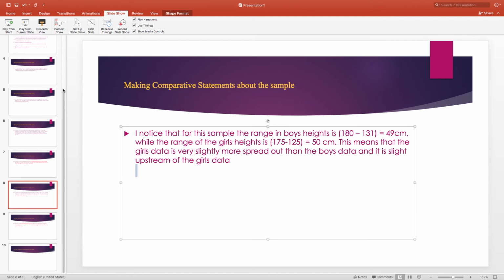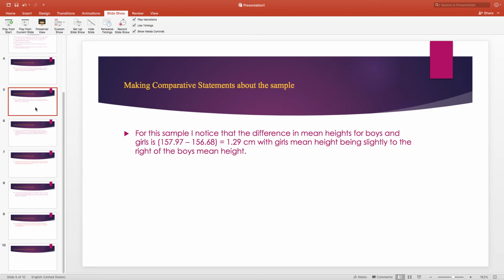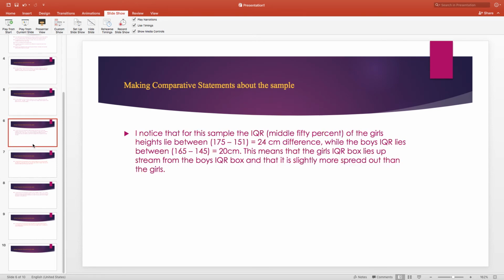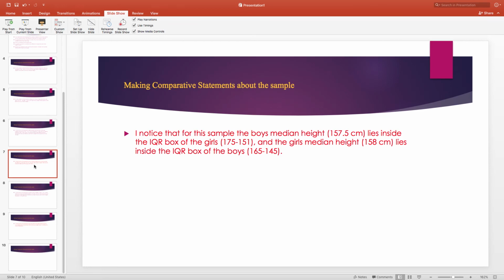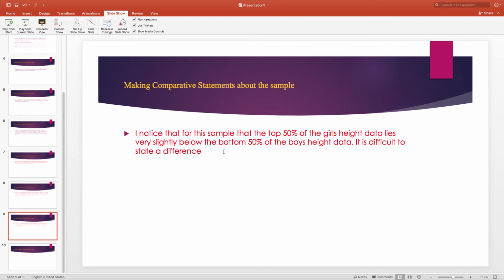Now, so we've made 6 comparative statements. One about median height, one about the boy means, one about the interquartile range, one about where the medians lie, whether they lie in the interquartile range boxes. We've made one about the range, and we've made one about the top 50%, bottom 50%. We'll be talking more about that later in terms of making calls back in the population. Next video we'll be talking about shift and overlap, which are crucial.